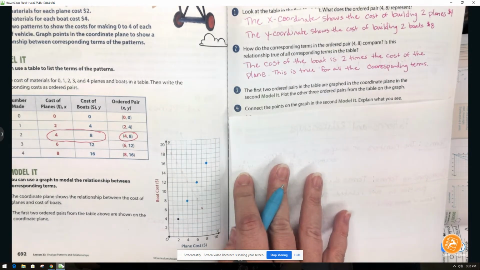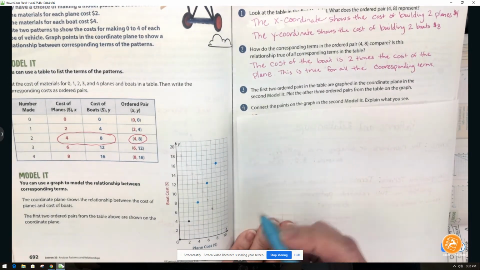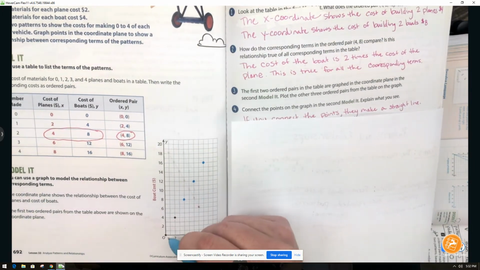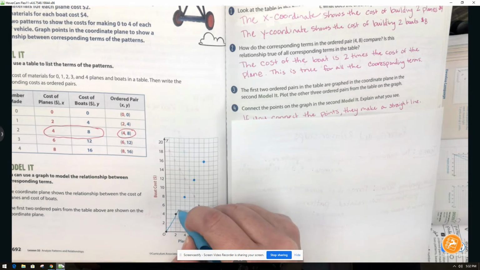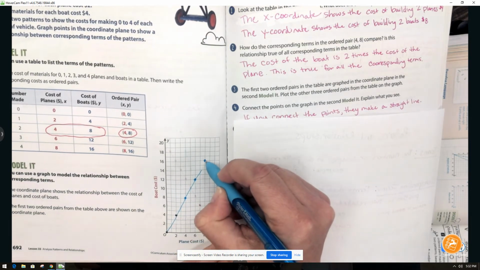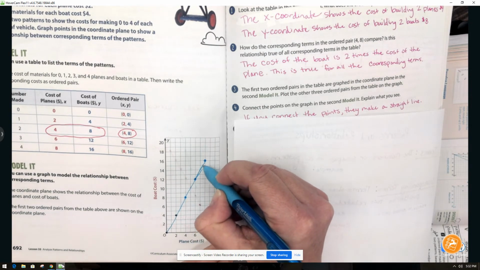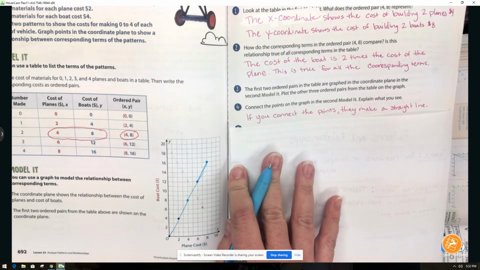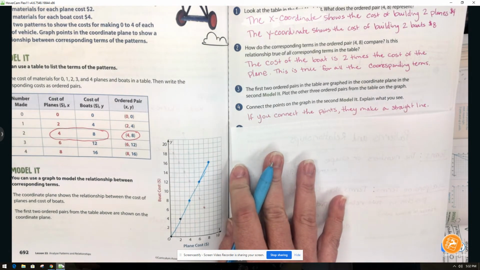Now, they want us to connect the points on the graph in the second model and explain what we see. So if we connect all of these dots, and I'm not doing a very good job connecting them, what do we see? If we connect the points, they make a straight line. Mine isn't exactly perfect, but it's okay. It's straight enough.